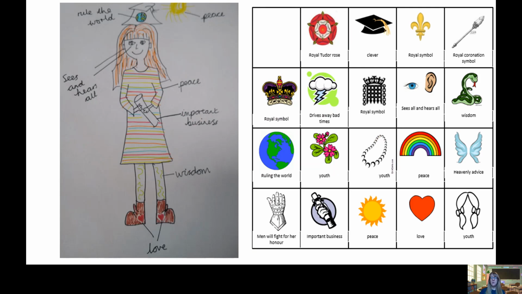So it's your job now to be drawing your self-portrait. You just need a plain piece of paper, drawing yourself, and make sure you're including some of those symbols. You don't need to use the same ones as me. You might want to include wings and say that you give heavenly advice to people.